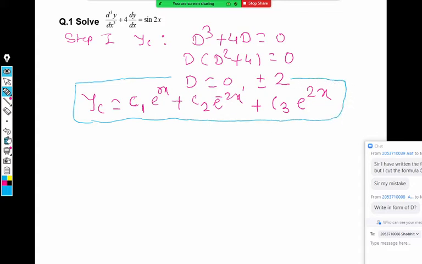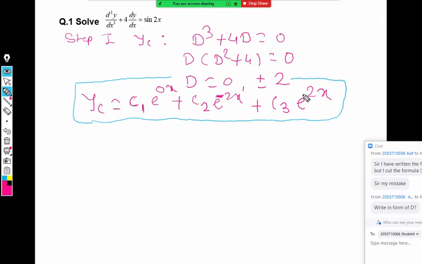Remember, this is e raised to 0x. Just a minute, I will correct it, otherwise you will be confused. So this is C1 e raised to 0x plus C2 e raised to 2x plus C3 e raised to minus 2x. That is also okay. You can write minus first and plus later on. It doesn't matter, order is not important. So there is not a problem in YC there.